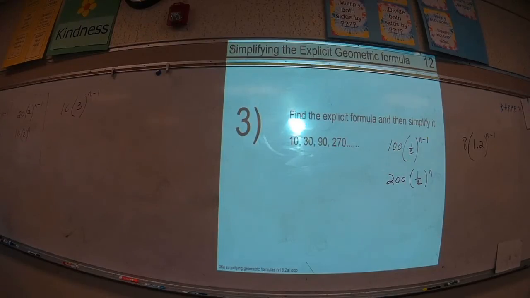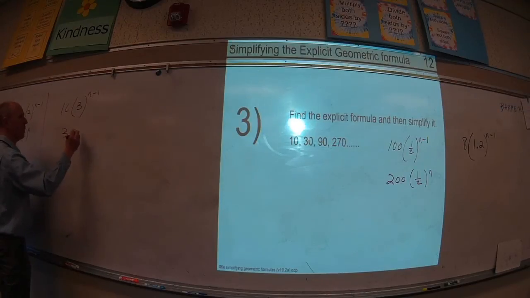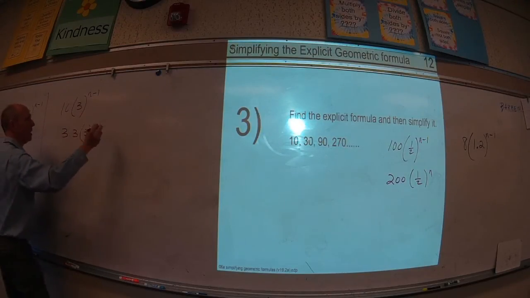Round it to the nearest tenth. 3.3. Nope, you round it to the nearest whole number. I want you to put in every 10. It takes it to 3.3. 3 to the n.